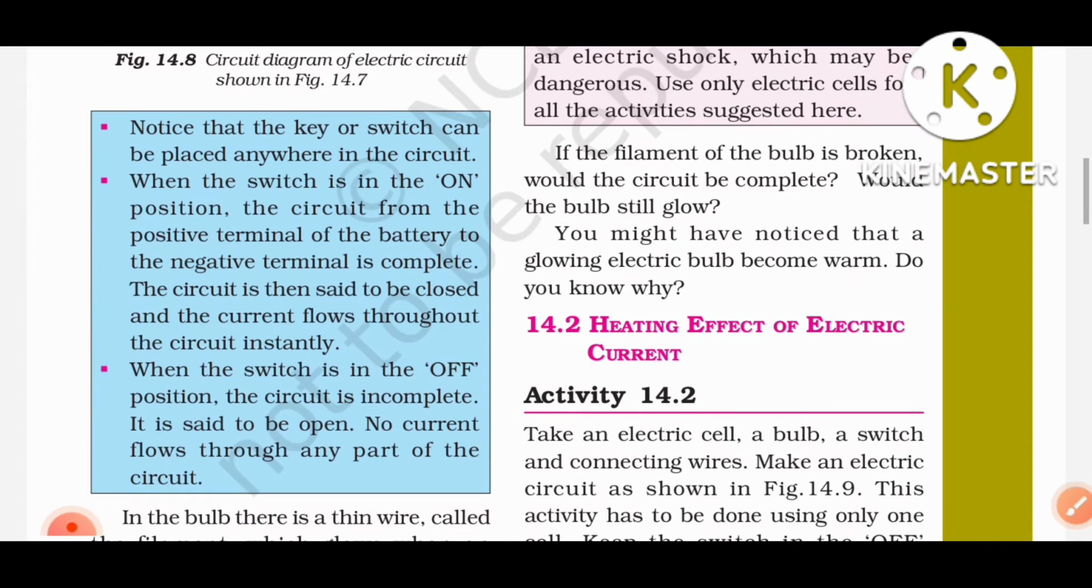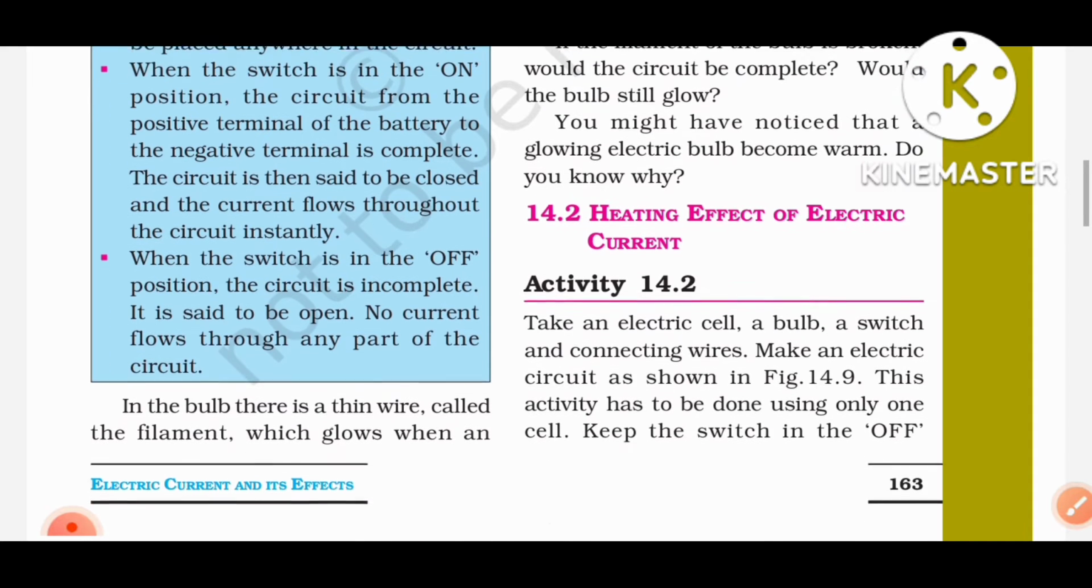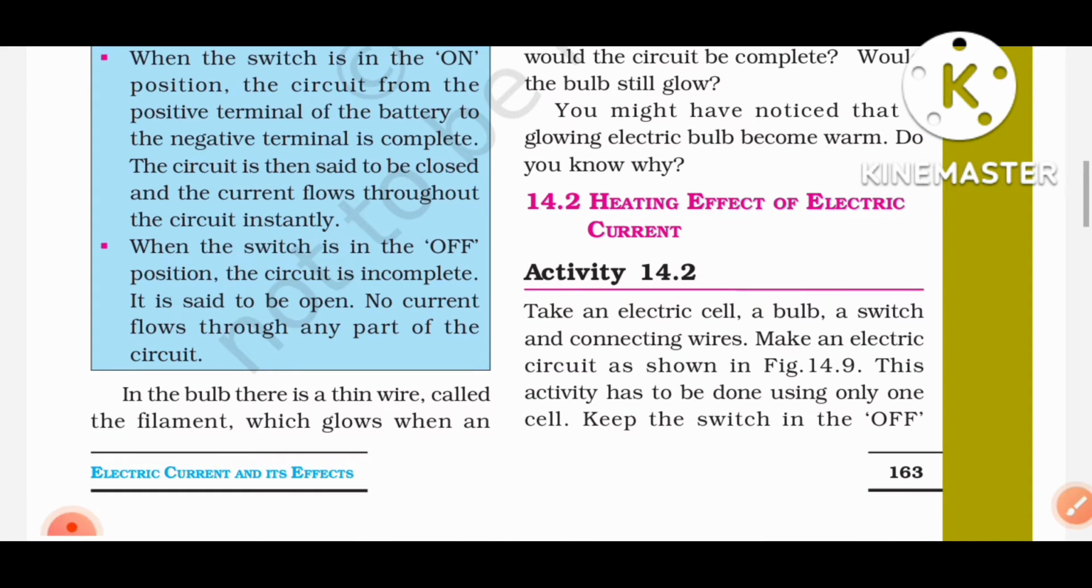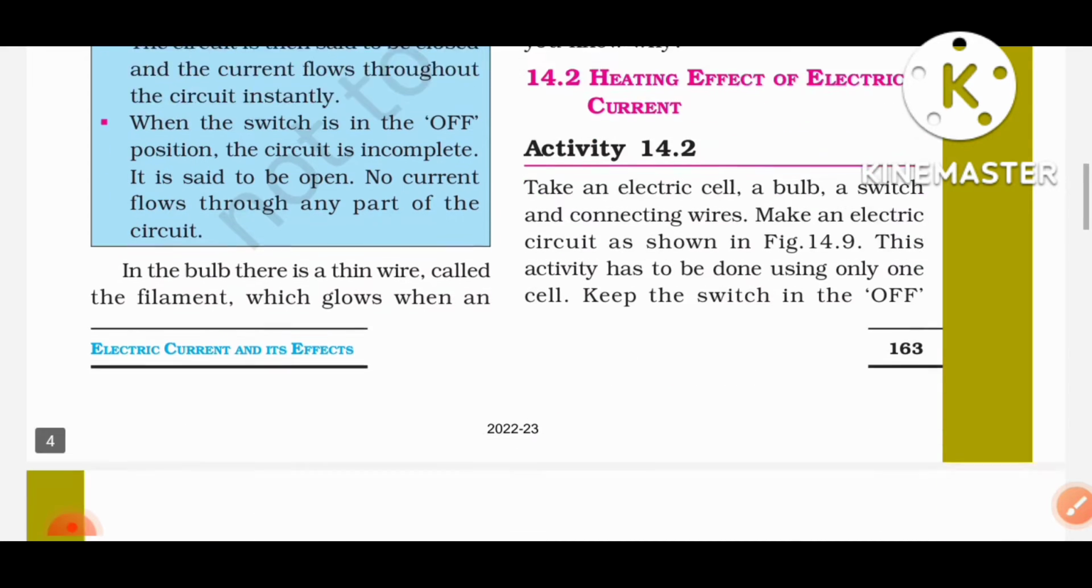If the filament of the bulb is broken, would the circuit be complete? Would the bulb still glow? You might have noticed that a glowing electric bulb becomes warm. Do you know why? 14.2 Heating effect of electric current.